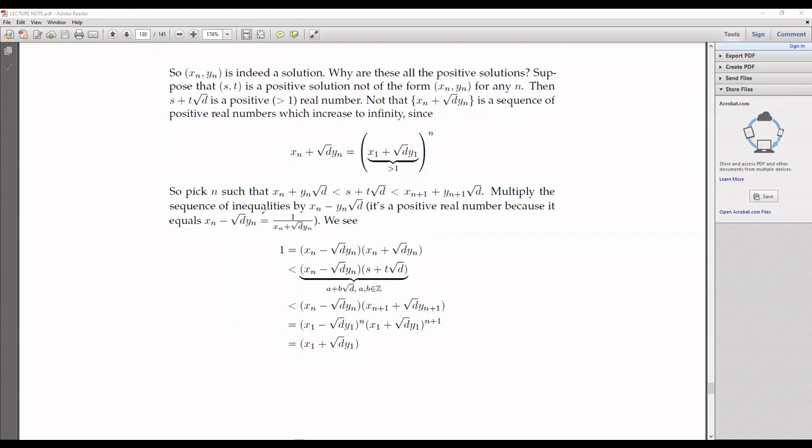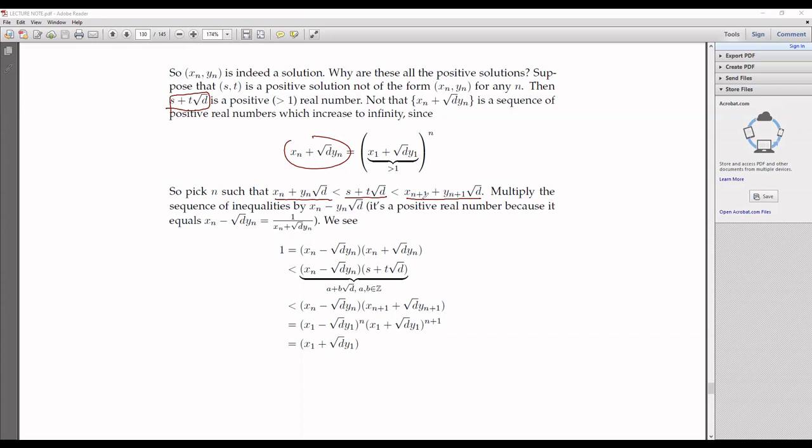Okay, now what this means is that for increasing values of n, these are increasing as well. So definitely if s plus t root d is not any of the terms of this form, then we must have two consecutive n and n plus 1 for which s plus t root d lies in between these two consecutive solutions.